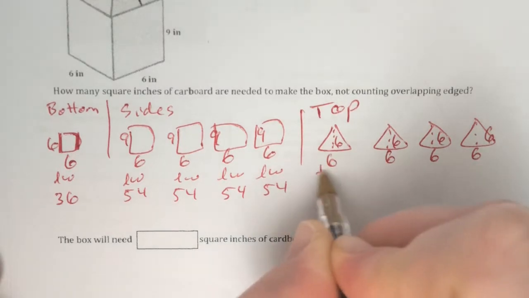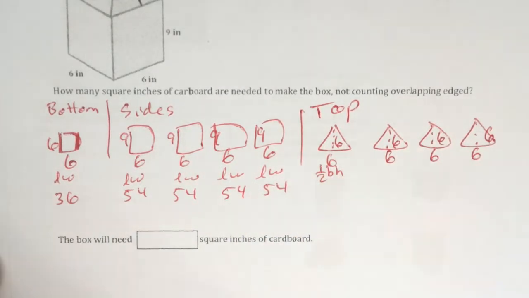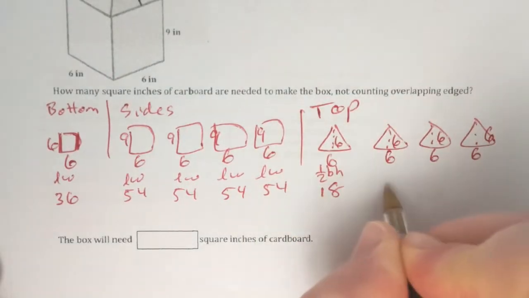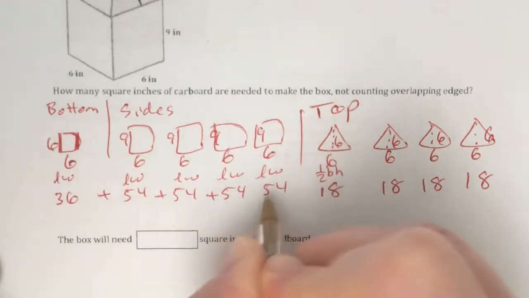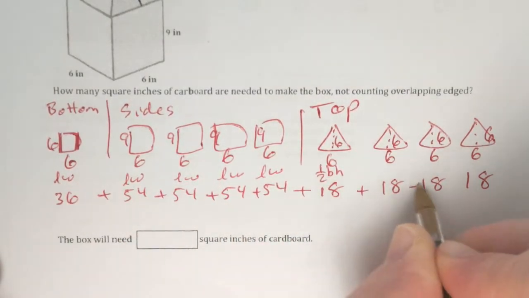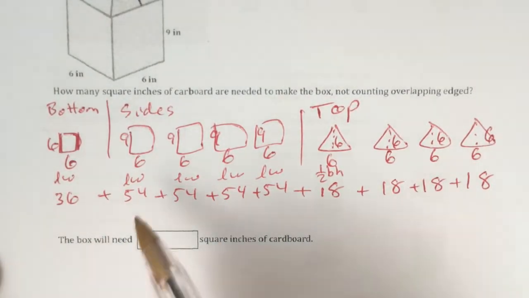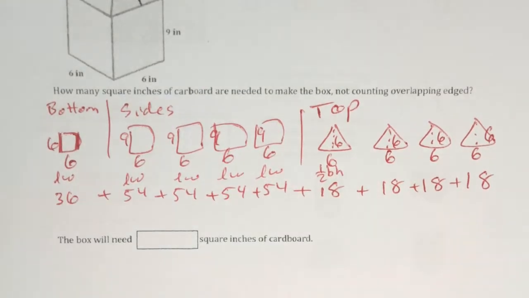Over here, this is 1/2 base times height. So that's 1/2 times 6 times 6, and you get 18. So all these are 18. And all you have to do now is just add all those sides together. So you found each one of those, add them all together, and that will be your final answer. So I'll give you guys a second. If you need to pause that to finish copying that down, please do so now. All right, let's move on.